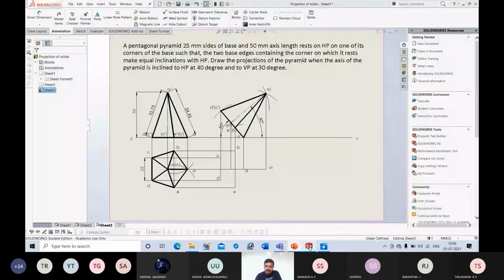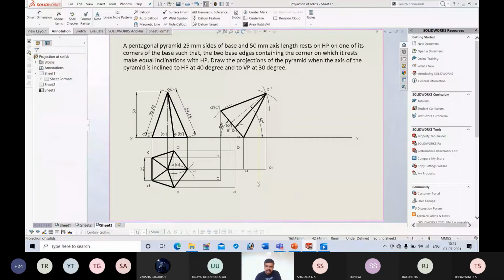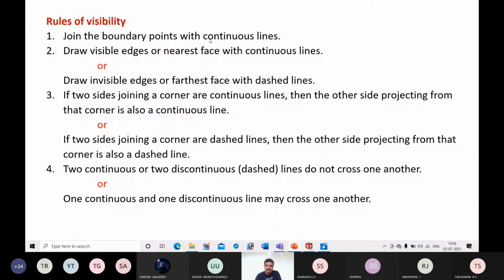Okay, now I have points here, so I will consider the center of the base also, and I will name it O. Next, before connecting these points, consider the rules of visibility. The first rule of visibility is to join the boundary points with continuous lines. This is the first step that you should follow. So I will follow the first step.